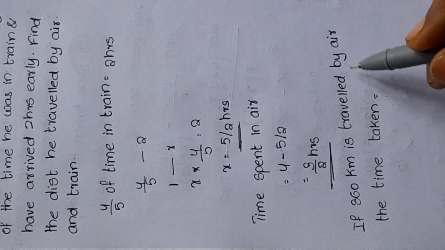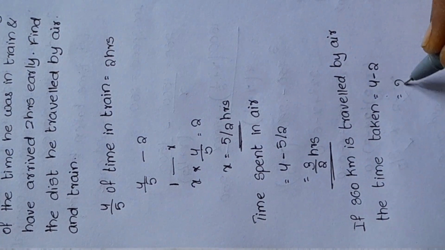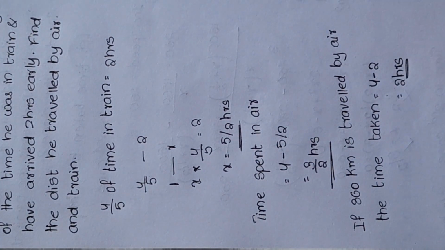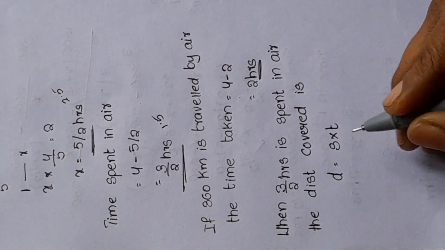If 360 kilometers is travelled by air, then the time taken is total time 4 minus the saved time, that is 2 hours. When 3/2 hours are spent in air, then the distance covered is distance is equal to speed into time.